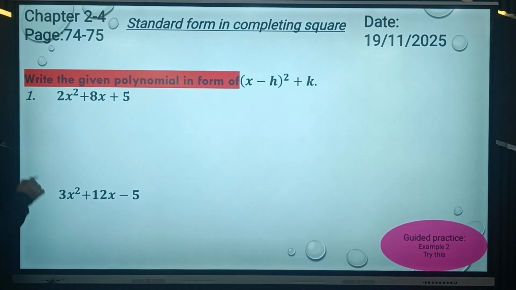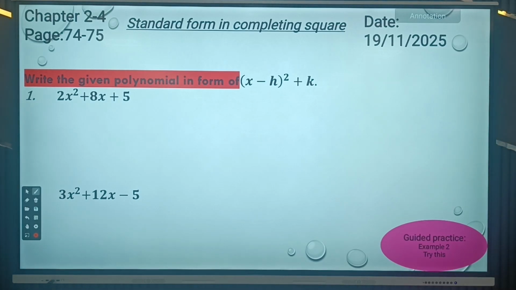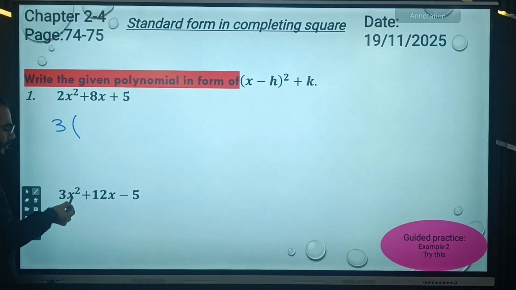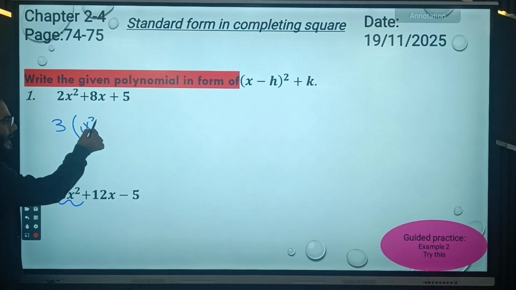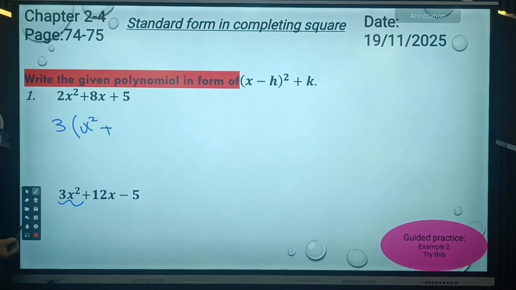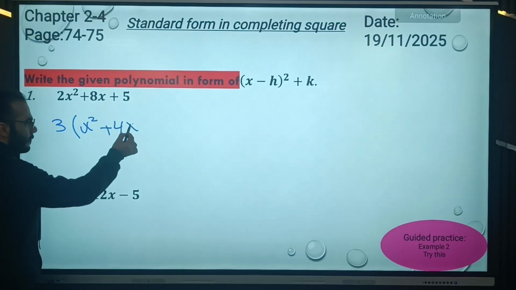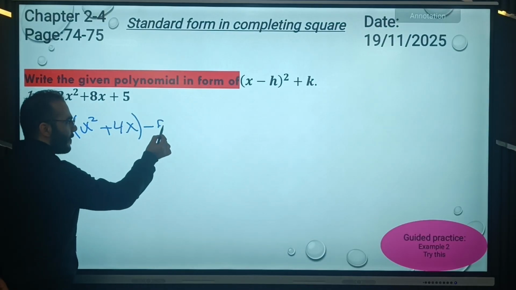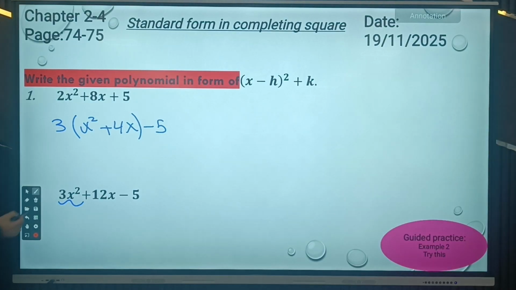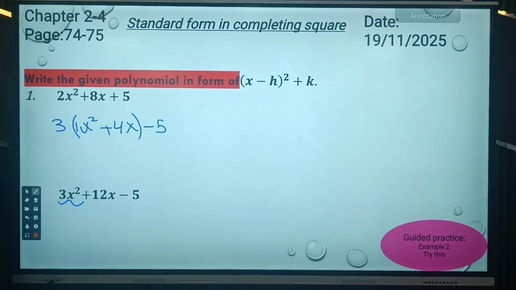You can take a picture of the solution. And the next question. Again, we are dealing with a question where the coefficient of x squared is not 1, so we need to make it 1. It is 3, so we need to take out this 3 as a common factor from the x terms. What will remain in the first one? x to the power of 2 plus 12 divided by 3, 4x, minus 5.